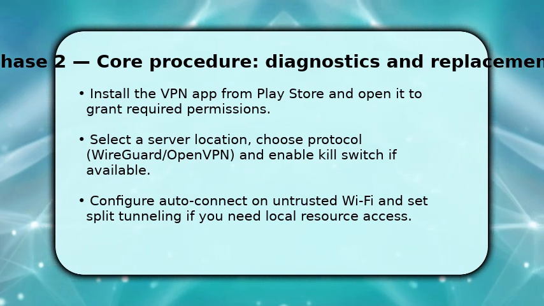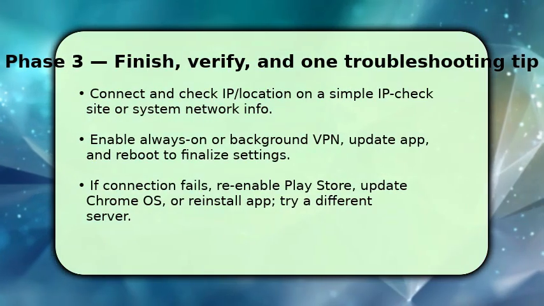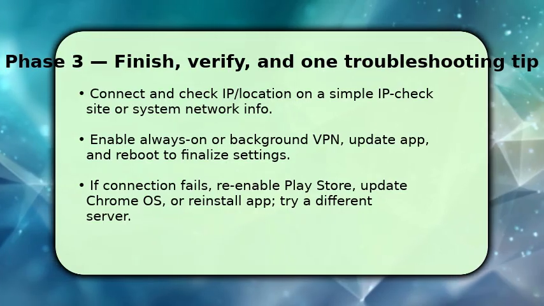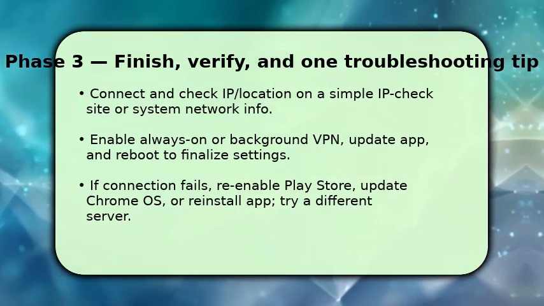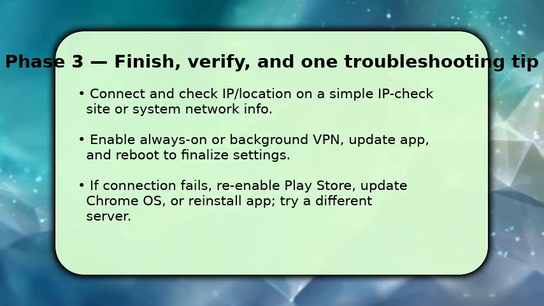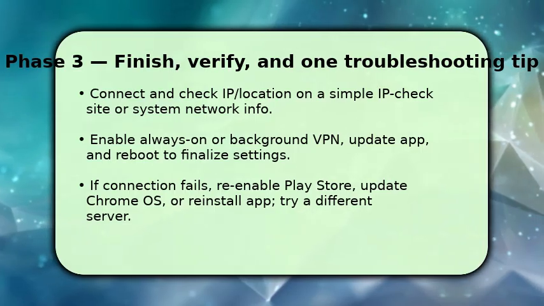You now connect the VPN and verify it shows the new IP and location. This confirms your traffic is protected. Once connected, enable always-on or background VPN settings so reconnects happen automatically. Then update the app and reboot the Chromebook to apply changes.